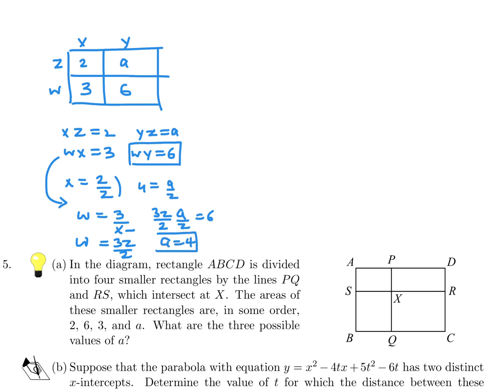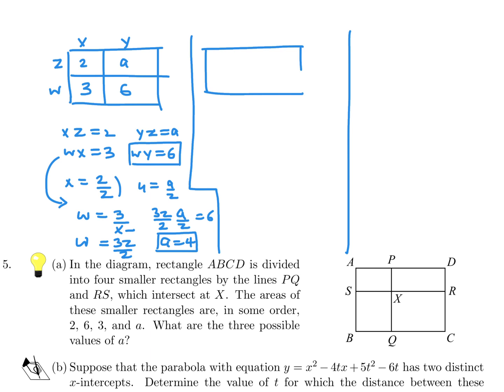Okay, so I got one value. So that's sort of the way you do it. So let's try this again. Same kind of story, but this time a different allocation. This time I'll put A here, 2 here, 3 here, and 6 here, and label it in the same way.